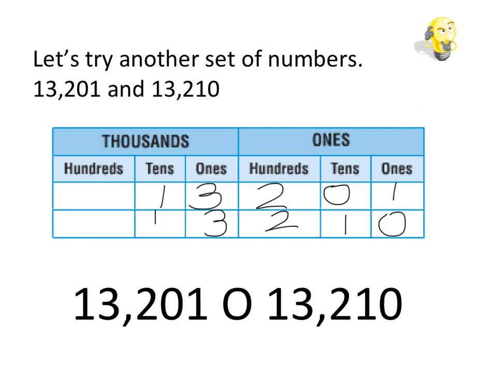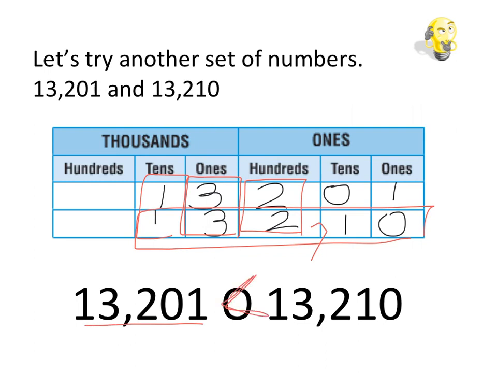I'm going to use the same strategy I used in the previous problem, and I'm going to start with my greatest place value. They're the same. The next place value, the same. Hundreds, same. Bingo. Now I see a difference. 1 is greater than 0. So 13,210 is the larger number. When I look at the way that they're set up, this number is less than this number. So I'm going to use my less than symbol.